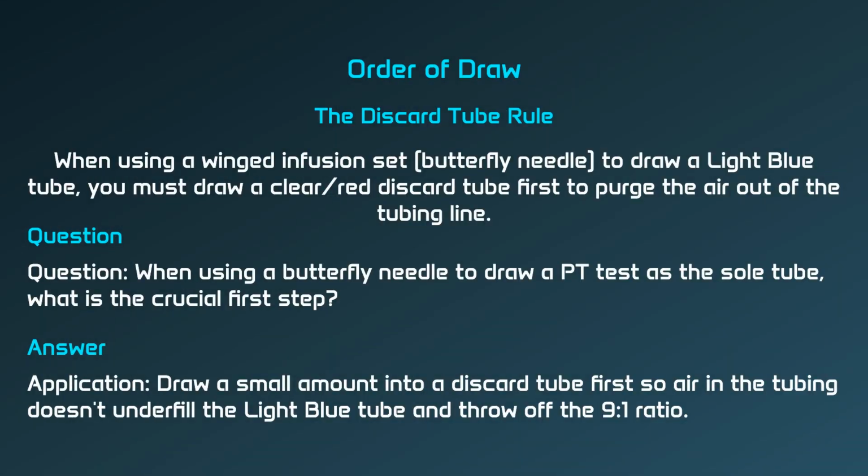Order of draw: the discard tube rule. When using a winged infusion set, a butterfly needle, to draw a light blue tube, you must draw a clear or red discard tube first to purge the air out of the tubing line.